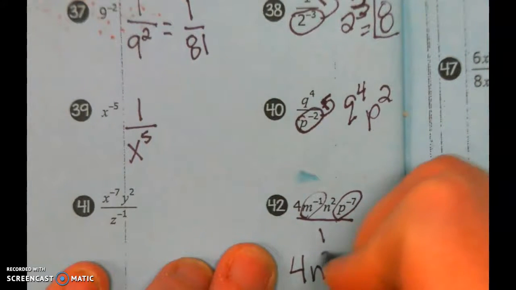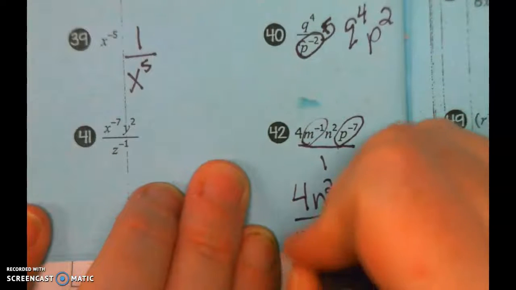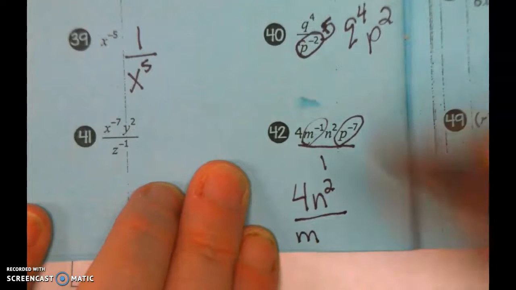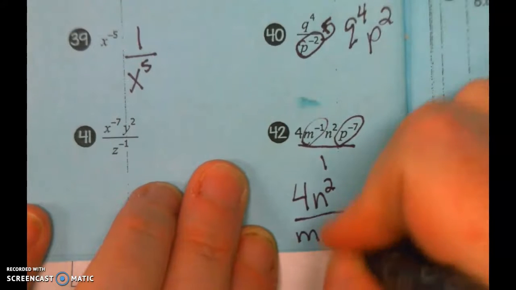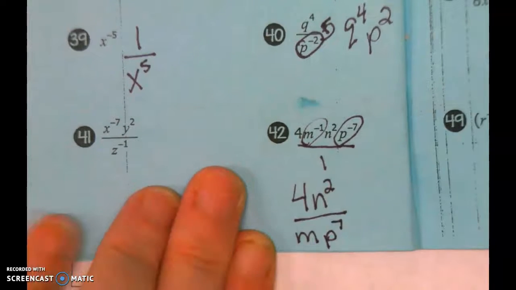Okay, so we're going to leave 4. We're going to leave n squared. Down below, we're going to have m, because it's to the power of 1 now. We don't need to write the 1. P to the power of 7.